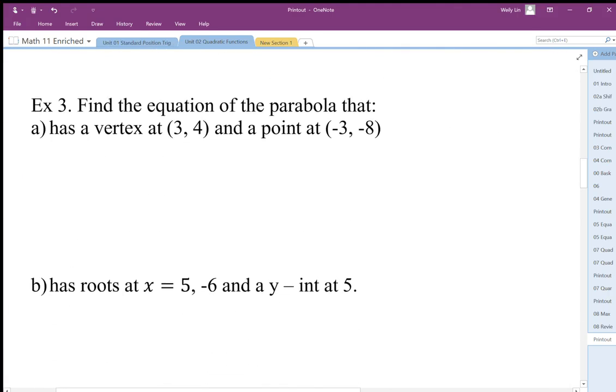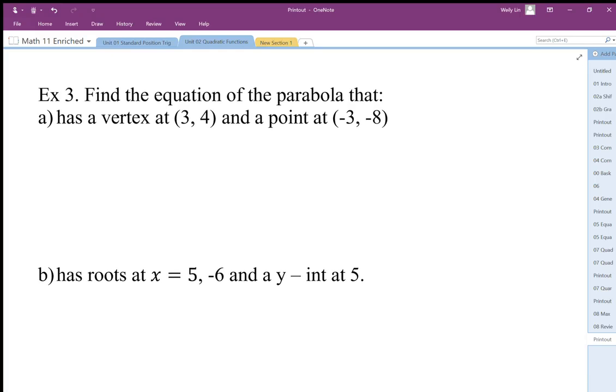Okay, so we have to find the equation of these parabolas. We're given the vertex and a point. So if we're given a vertex and a point, this leads us towards writing it in the vertex form or the graphing form. And when we do this, we're going to write in the vertex: x minus 3, don't forget the square, plus 4. And we always have to remember that there's always an a value that we have to solve for. And this coordinate here is going to tell us the a value.